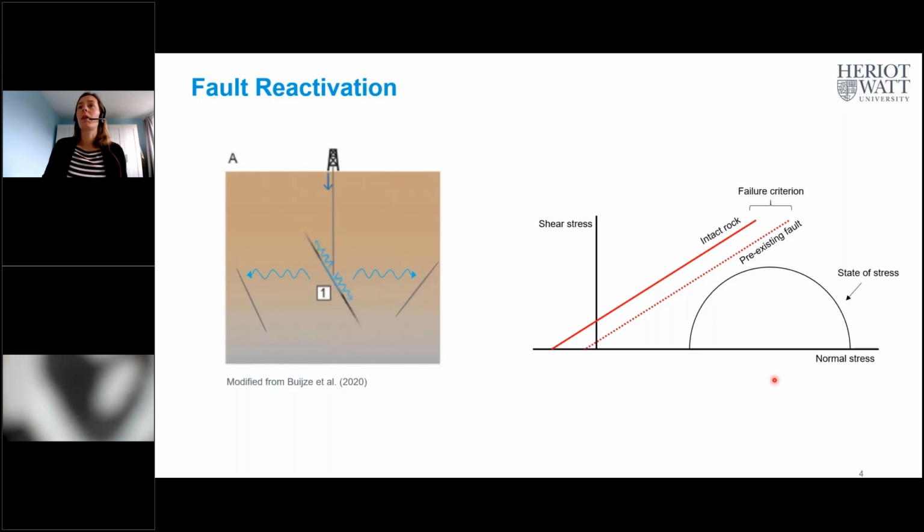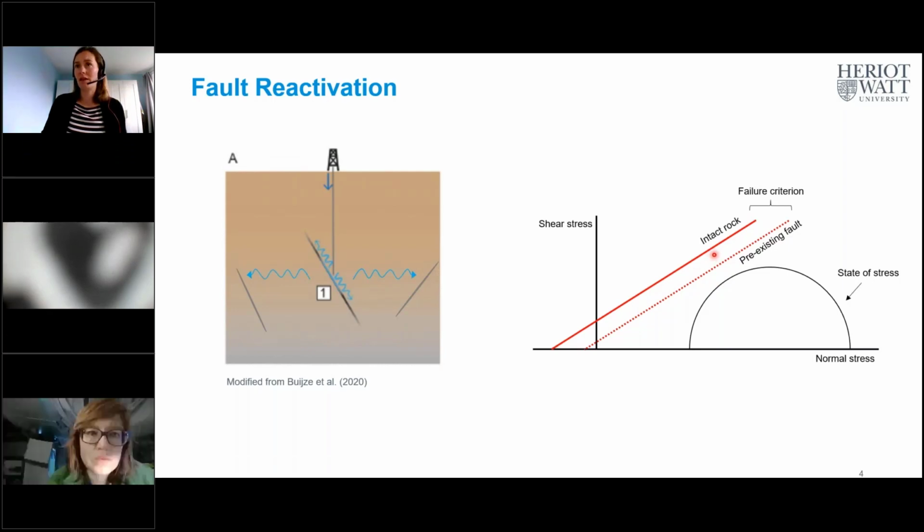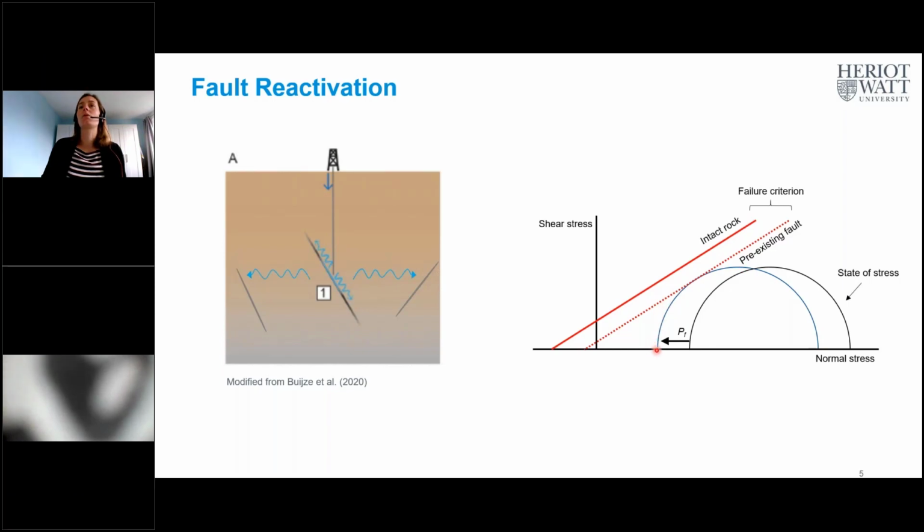And the semicircle here illustrates the state of stress in the subsurface, and the lines here are the criteria which, once satisfied, cause movement along a fault zone. So when pore fluid at pressure is injected into a fault zone, one of the things that it can do is cause a translation of the state of stress towards lower normal stresses. So that then results in the failure criterion being satisfied, and that can then lead to induced seismicity.